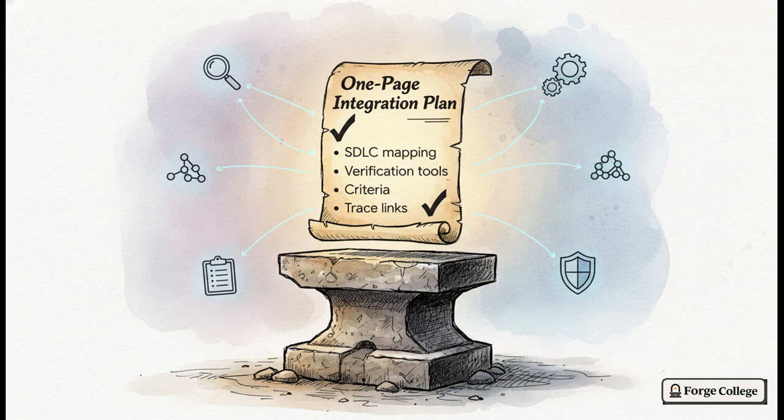It must include SDLC phase mapping for each security pattern you choose. It must list specific verification tools and unit tests you will use. It needs highly measurable acceptance criteria and explicit trace links back to your original pattern composition notes. This single page is the hard proof that your technical choices will survive the harsh realities of development and operations.